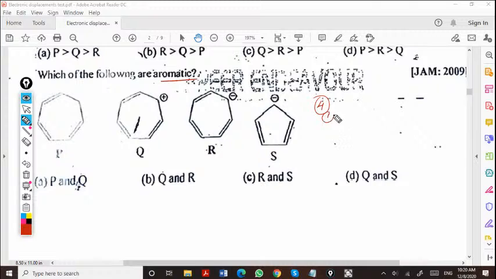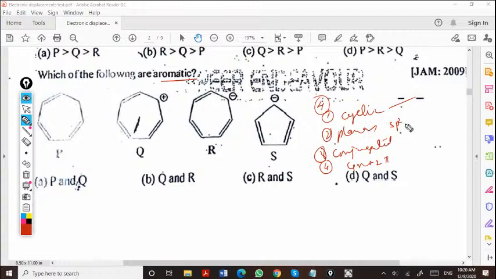One, the compound must be cyclic. Second, planar. Third, conjugated. Fourth, 4n plus 2 pi electrons should be there. So all are cyclic. Planar: if it is sp2 and sp carbons that are there, they are planar.